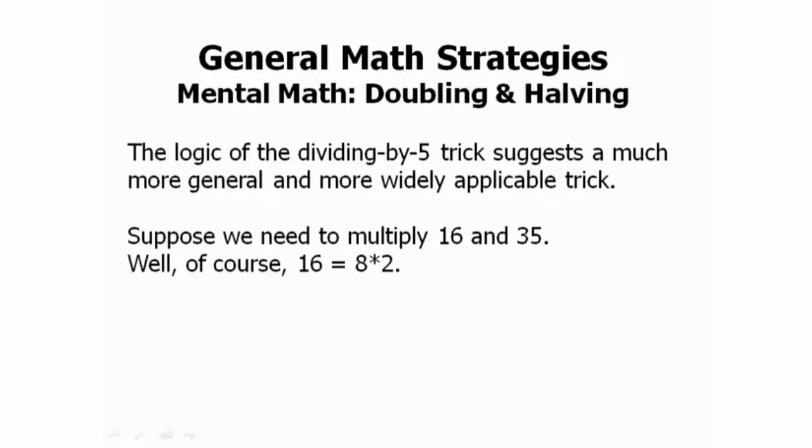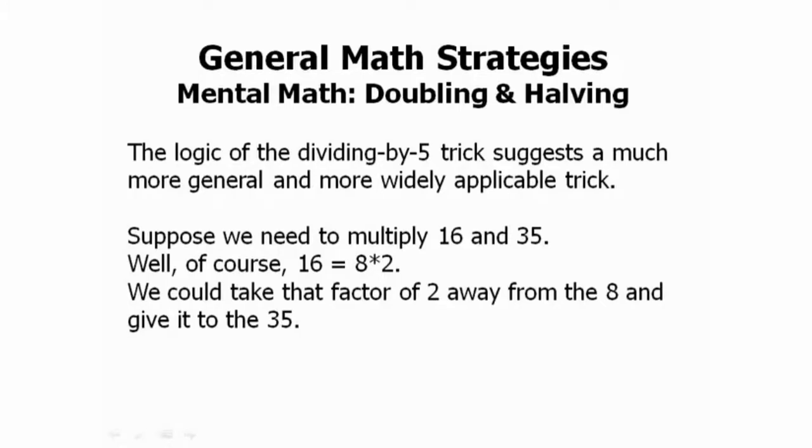But of course we know that 16 is 8 times 2. We could take that factor 2 away from the 8 and give it to the 35. So 16 times 35, of course that's 8 times 2 times 35. And imagine we group it in a different way. Of course we can group multiplication in any order we want. That's technically known as the associative property. So we can group that as 8 times 2 times 35. Well, 2 times 35 is 70. Well, all right, now this is something I can do in my head.